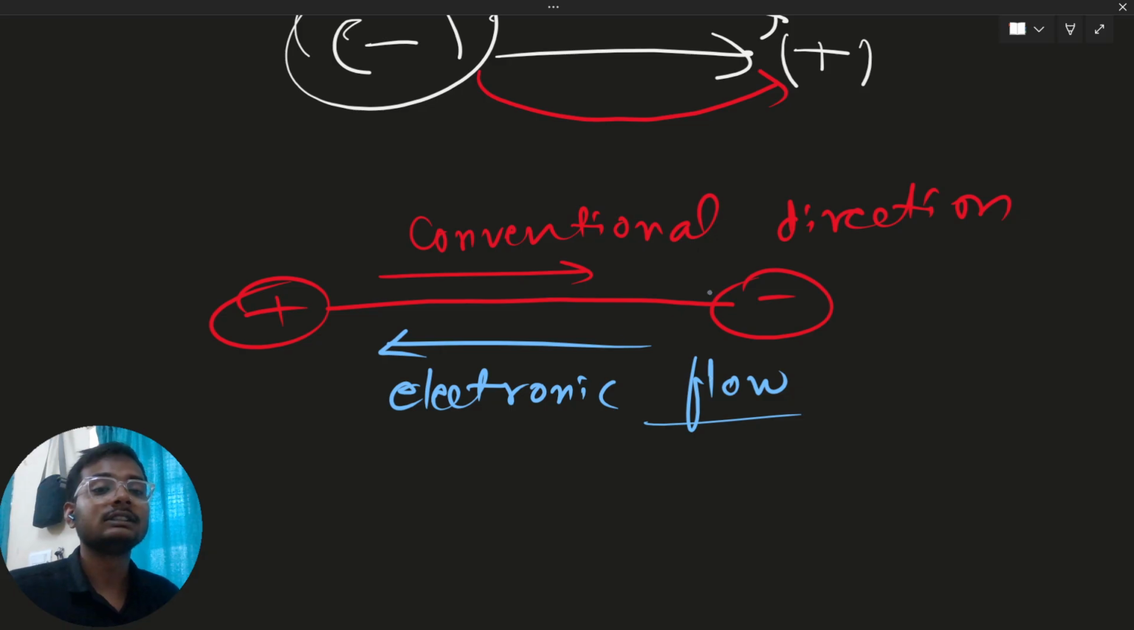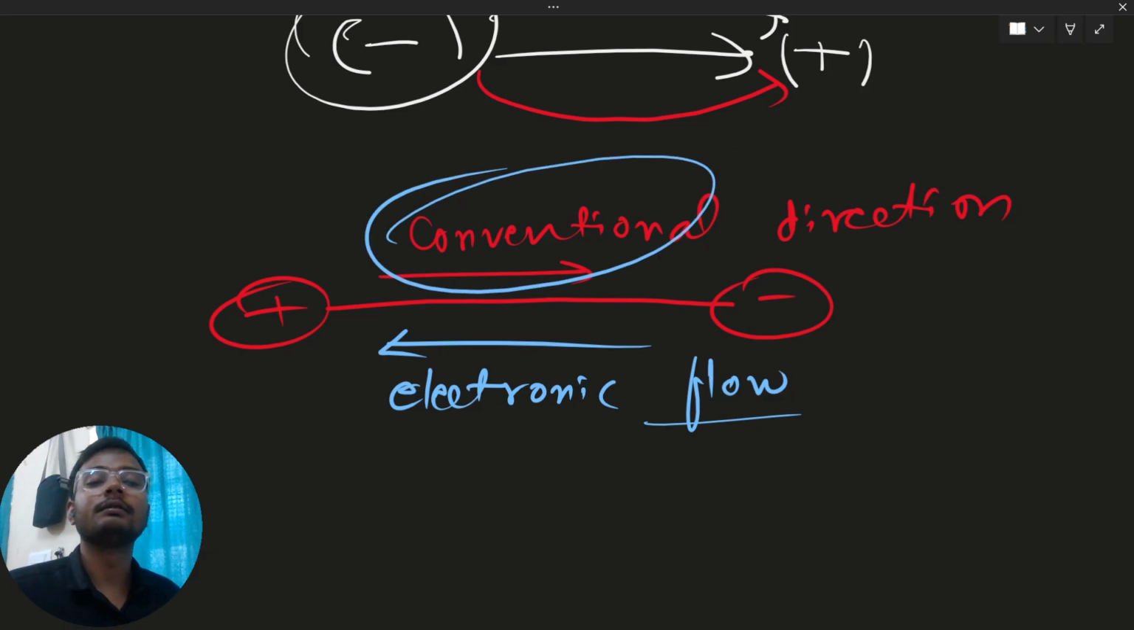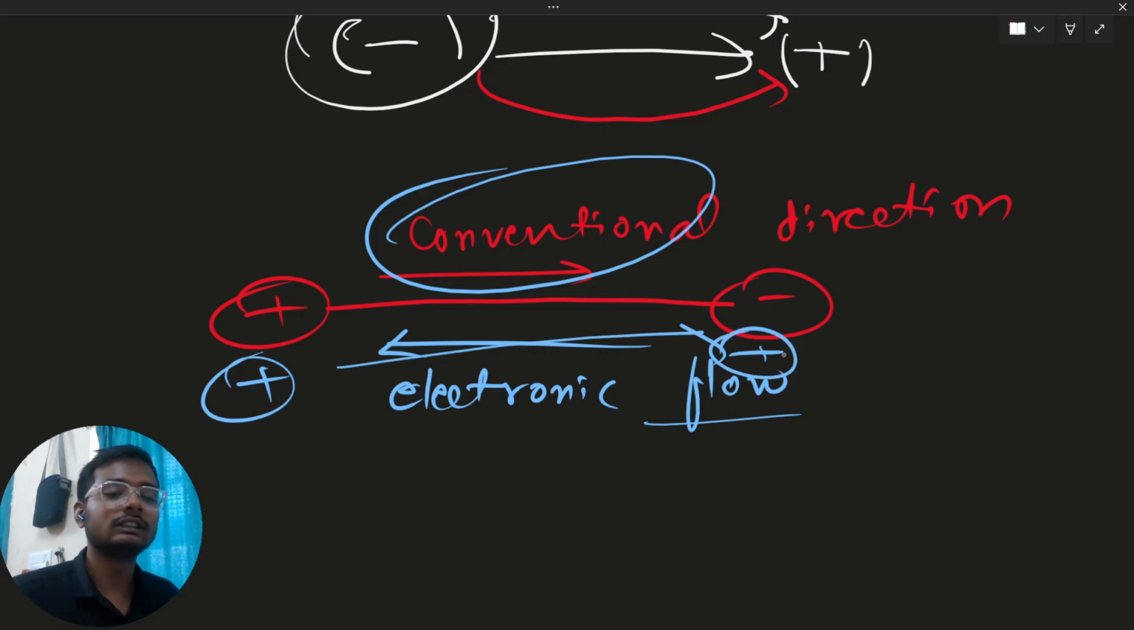Conventional means, see, when the electric current was discovered, a long back, almost 400 years back, the scientists did not have much idea about electrons and protons. They were not at all having an idea about that. So they just assumed that the positive charges are moving, and positive charges obviously move from a region of positive area to negative area.